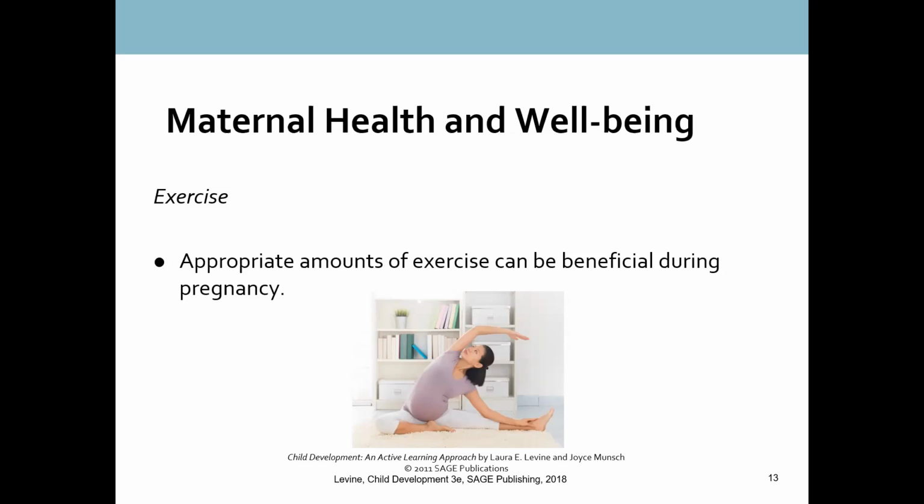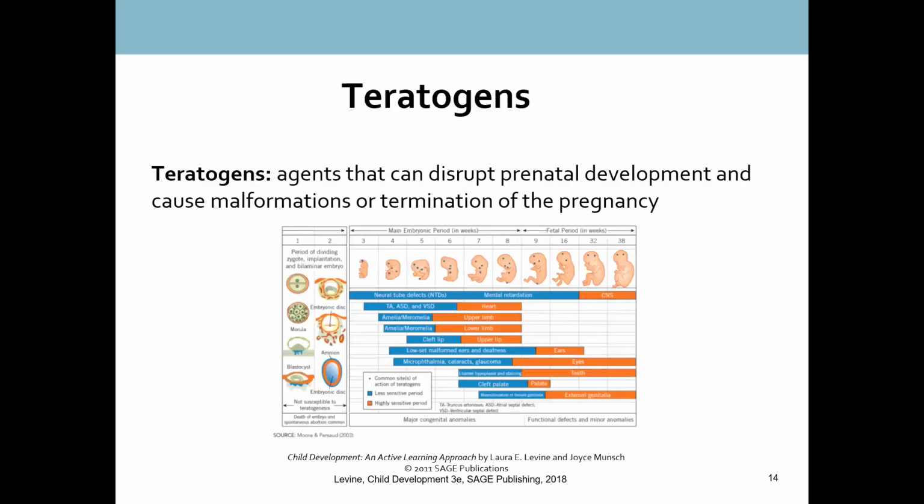Okay, now let's go on. Teratogens, the next topic. Teratogens are agents that can disrupt prenatal development and cause malformations or termination of the pregnancy. So basically, teratogens are harmful substances from the environment that can affect the pregnancy.